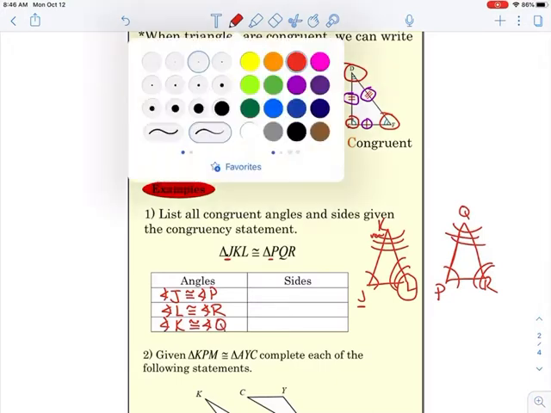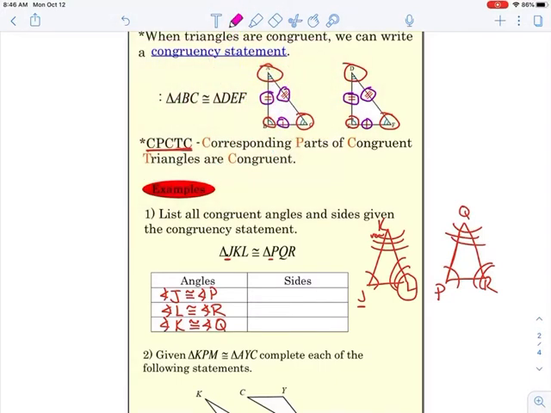Okay, in terms of our sides, I'm going to say JL is going to be congruent to PR. That's one pair. Again, it absolutely matters. If I take one triangle and place it on top of the other, the ones that correspond are the sides that land on top of each other. So KL and QR. And then our last pair is going to be KJ and QP. So corresponding parts of congruent triangles are congruent.